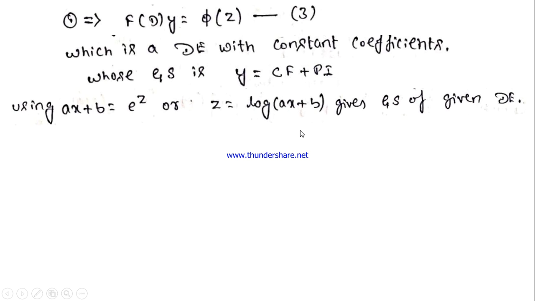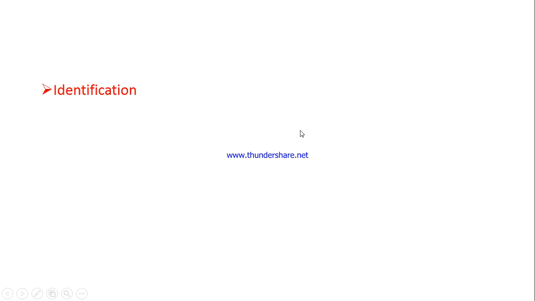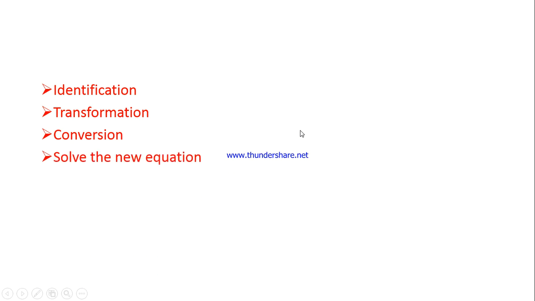Let me just revise what we've done now. The first point is, the identification of the given differential equation is very important. Once we can identify the given equation as Legendre's equation, then we can proceed with this procedure. The next step is transformation. That is, we are taking ax plus b equal to e power z, or z equal to log of ax plus b. It's a key step that will help us in converting the given differential equation into a differential equation with constant coefficients. Once it is done, we are solving that new equation.